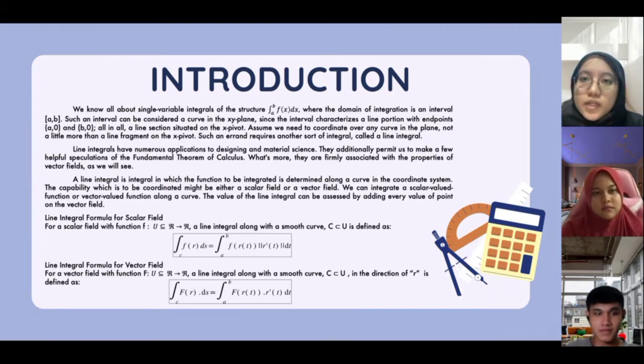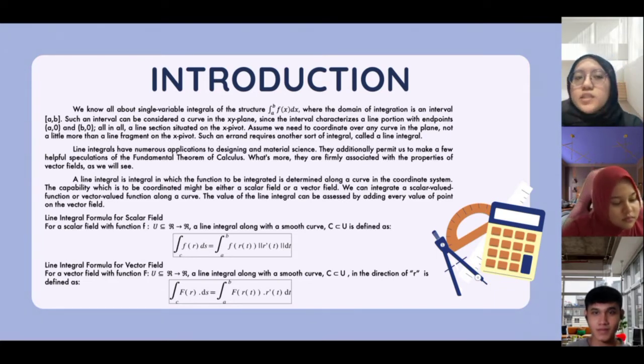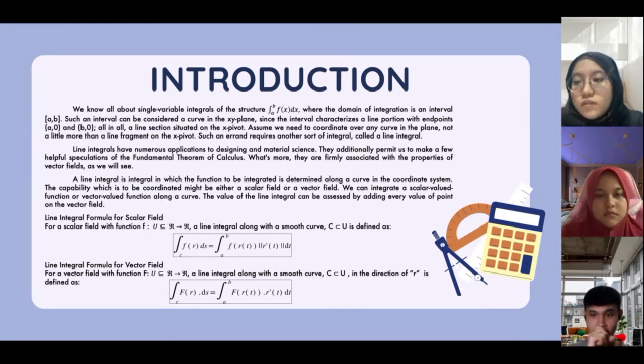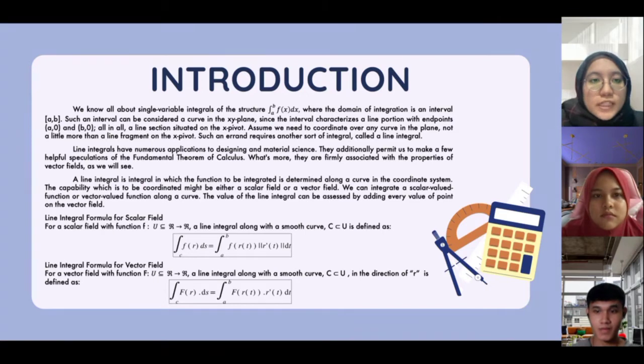Assume we need to integrate over any curve in the plane, not just a line segment on the x axis. Such a task requires another sort of integral called a line integral. So a line integral is an integral where the function to be integrated is determined along a curve in the coordinate system.